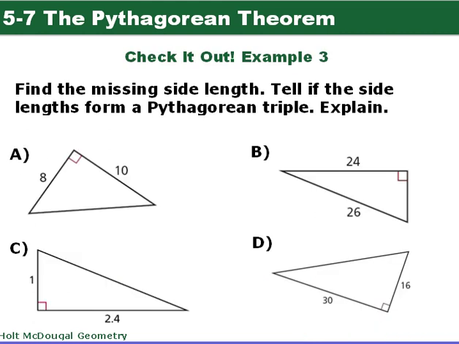Now it's your turn. You have 4. Again, first of all, find the missing side lengths, and if all 3 sides are whole numbers, then it will be a Pythagorean triple. Looking at C right off the bat, C will not be a Pythagorean triple because we have 2.4. That's just silly. Does some of your work for you there.